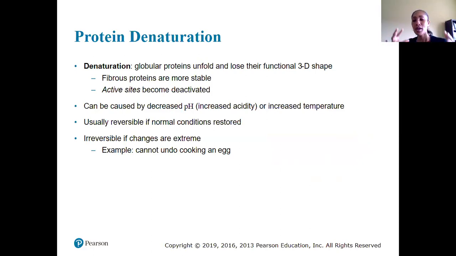Like, once that egg hits that frying pan, it denatures that egg white, and the egg white goes from being clear to very white, and even the texture is different.